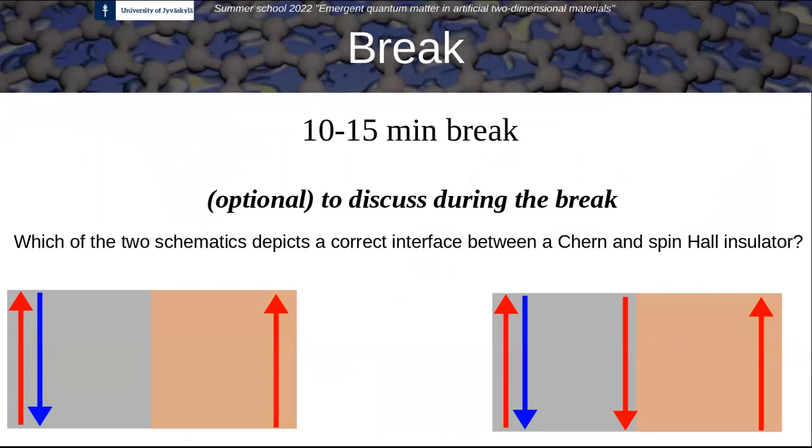All right, great. So I think now it's a good time to make another break. During the break, I would ask you to think about which one of these two configurations represents the right interface between a quantum spin Hall insulator and a Chern insulator.